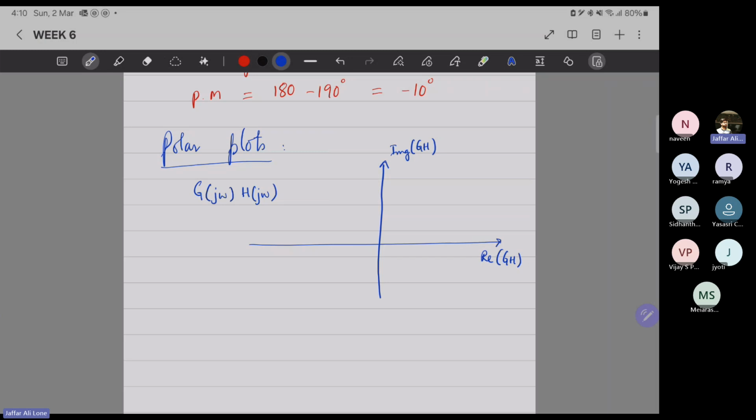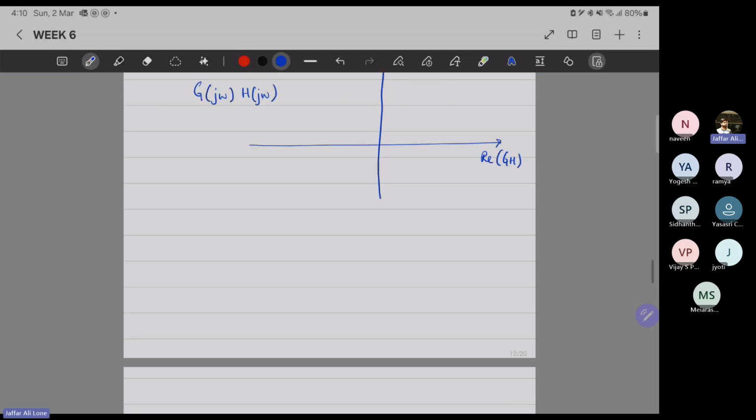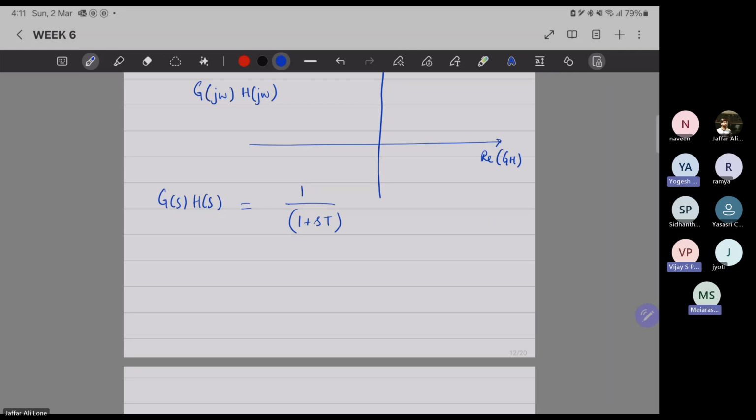I'll explain it in the form of examples. For example, take G(s)H(s) equal to 1 divided by 1 plus sT. Can you tell me the order of this system and the type of this system? Type is zero and order is first. So I have taken the example of a type 0 and order 1 system.